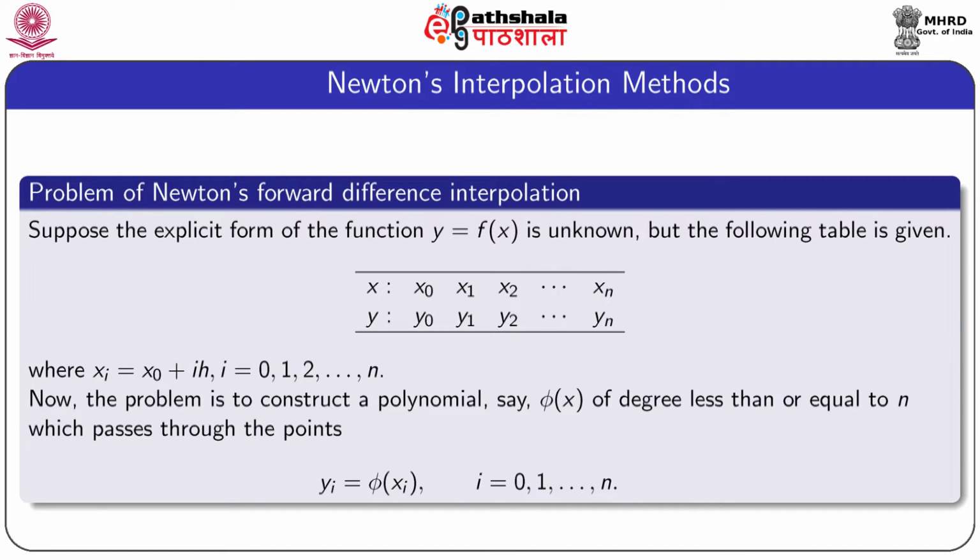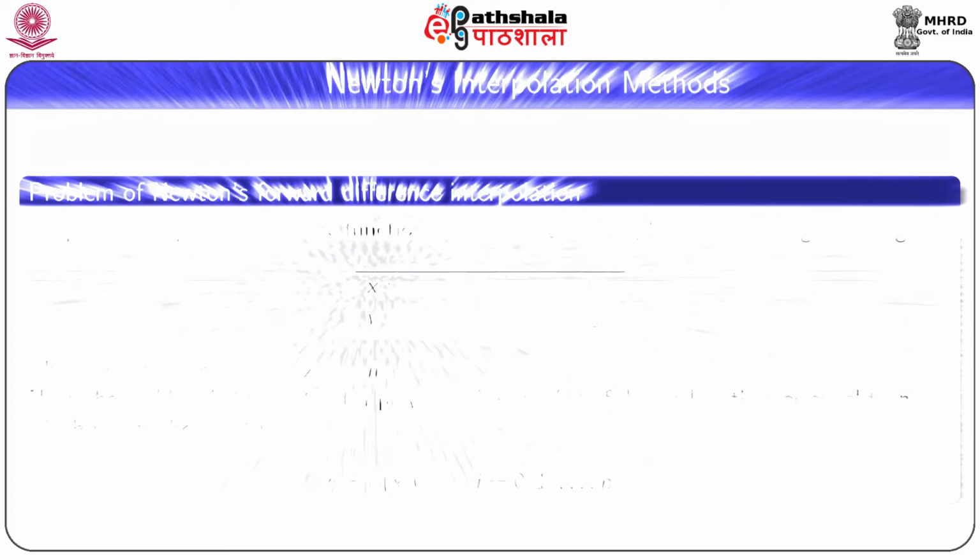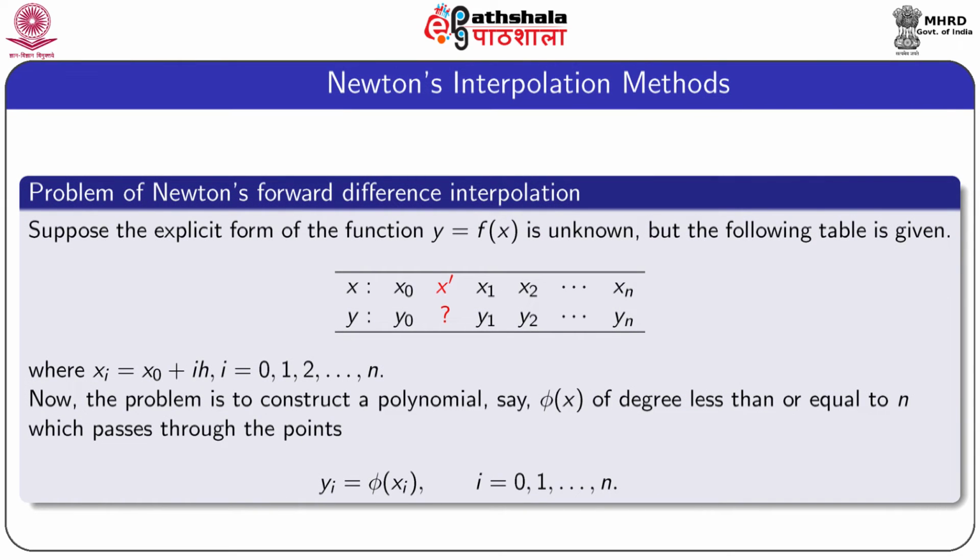Now, the main problem is, from this table we have to compute the value of y when the value of x, say x dash, is given, which is mentioned in red color in the table. So, this is the problem. That means, when the value of x is at the beginning of the table, then we use Newton's forward interpolation formula. Now, we describe the Newton forward difference interpolation formula.